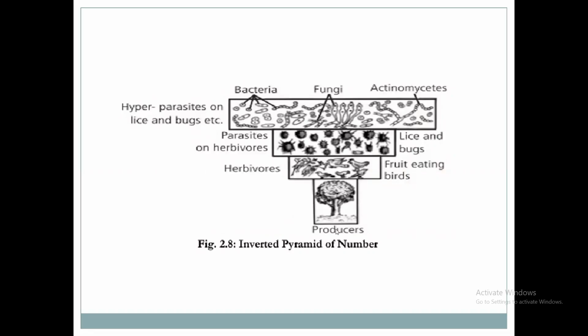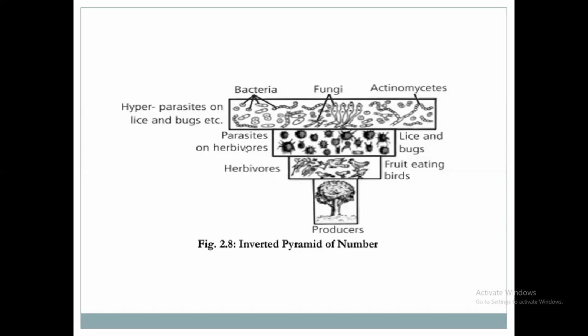The base shows the producers. It is inverted, right? Inverted shape, with producers at the bottom. Here in this diagram, producers are shown. Green plants or trees are shown here. And primary consumers, herbivores, fruit-eating birds, or rabbit, mouse, who depend upon the producers.